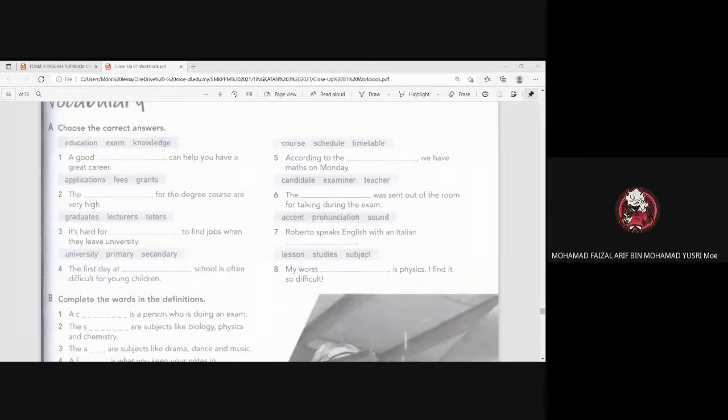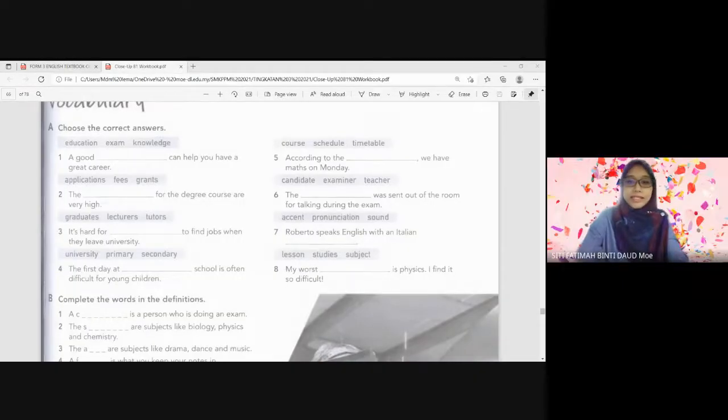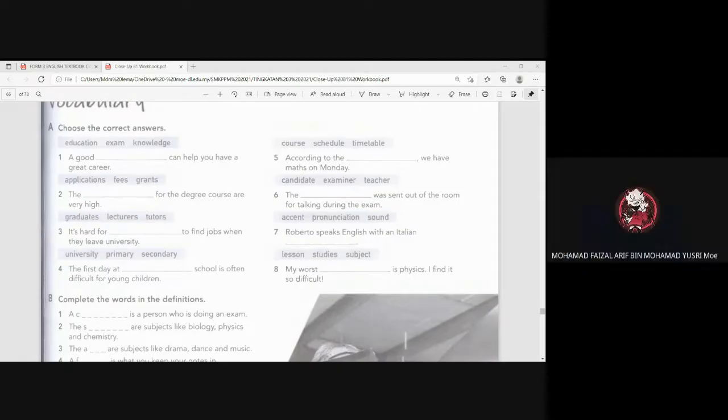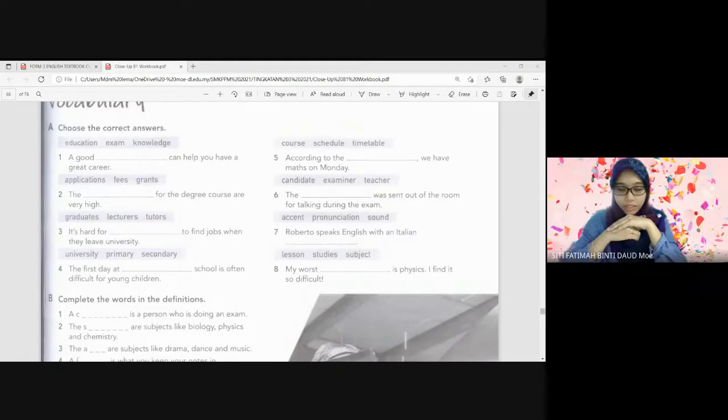Candidate is calon. So imagine you are taking an exam in the hall. Kamu tengah ambil peperiksaan, you are the candidate. Examiner are the people who mark your paper. It could be me, it could be your own teacher, but usually for big exams, your own teacher cannot mark your paper. So usually they send the paper to other teachers to mark. So they are the examiner, orang yang menanda kertas.